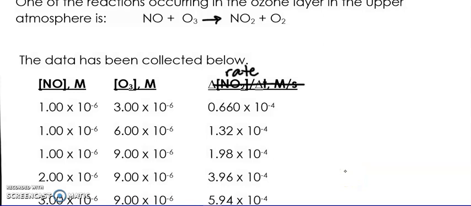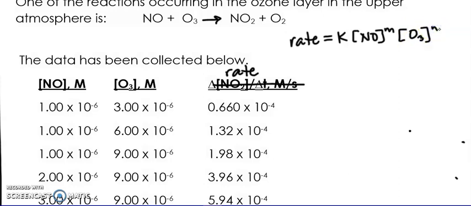What we're going to do is use this to figure out what our orders are for each reactant. Remember our generic equation would be rate equals k times the concentration of our reactants. So we've got NO to some exponent, and then our concentration of O3 to some other exponent. We're trying to figure out what those exponents are. So I'm going to look at the data and find a spot where one reactant concentration changes at a time. Dealing with just one variable, just like in a science experiment, change one thing at a time. For example, in the NO, the first two are the same. So if that's constant, look at what happens to the O3.